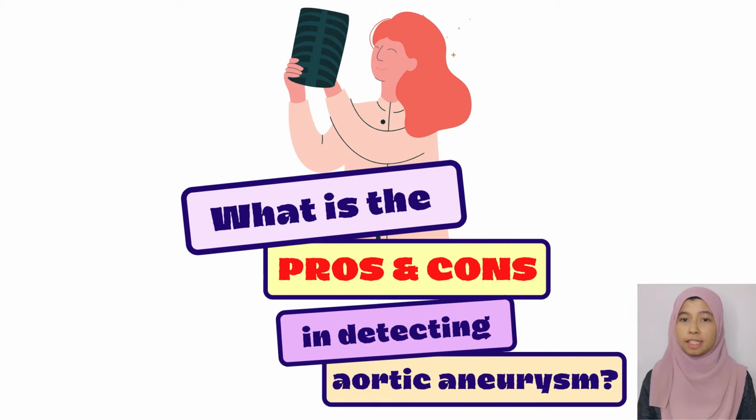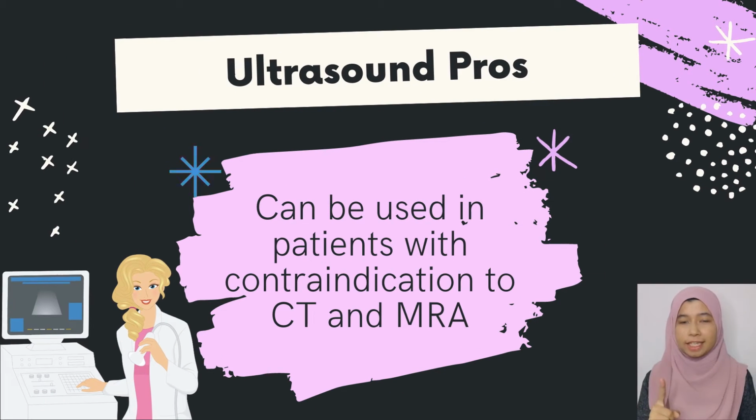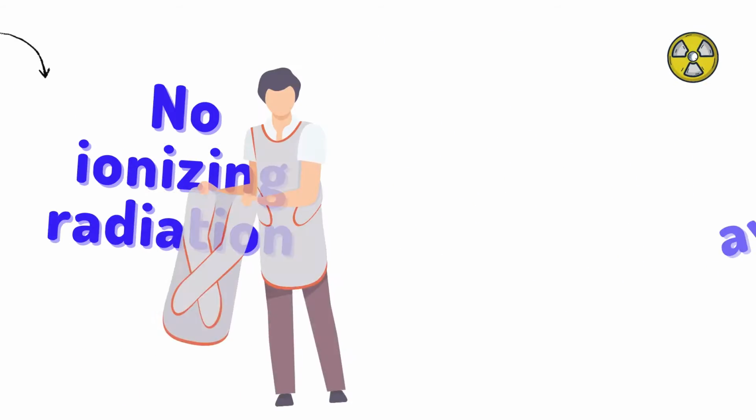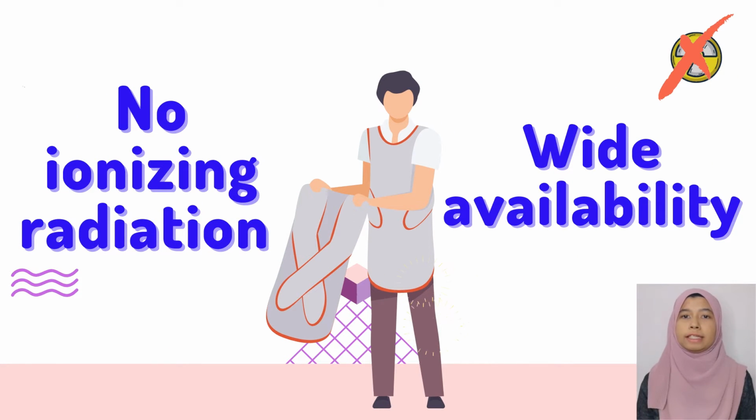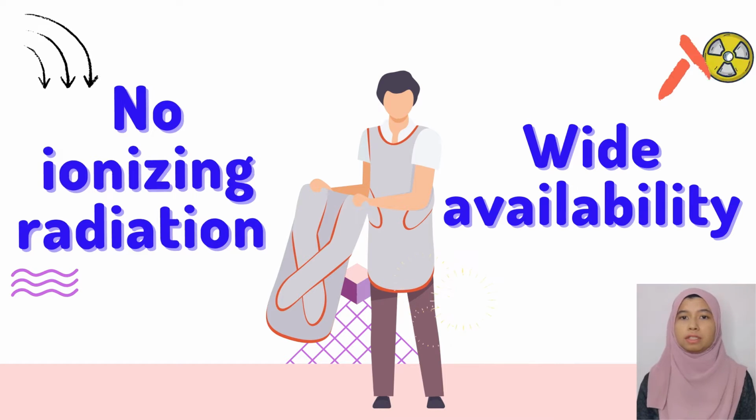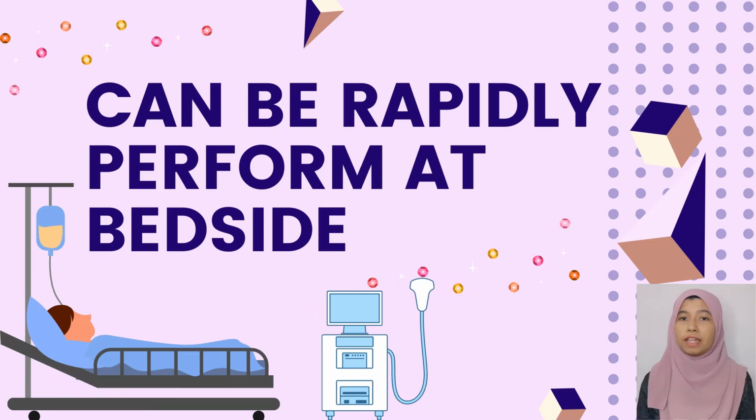So what is the pros and cons in detecting aortic aneurysms in every imaging modality? Firstly, ultrasound have pros that can be used in patients with contraindication to CT and MRA, for example, for claustrophobic patients. Furthermore, ultrasound beats other modality with it being radiation-free and it uses no ionizing radiation and only use sound wave. Ultrasound is also available in portable where it can be rapidly performed at the bedside, which is suitable for unstable patients and does not need transferring the patient to the other department.